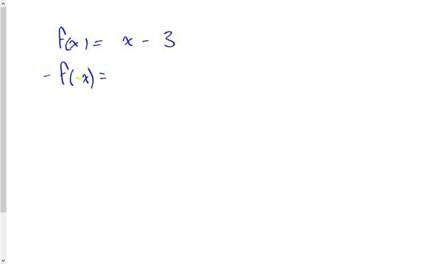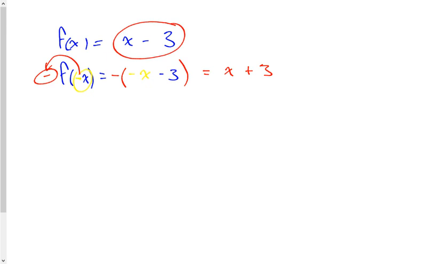What happens to my equation? Well, this part tells me my x is replaced with a negative x. So I'll have a negative x, and I still have the minus 3, but then this negative that's in front applies to everything. So what I end up with is a positive x plus 3. So it's changing things in a variety of ways. So I couldn't just take out this negative and say, oh, the two negatives will make it positive, because the result isn't identical to my original function.